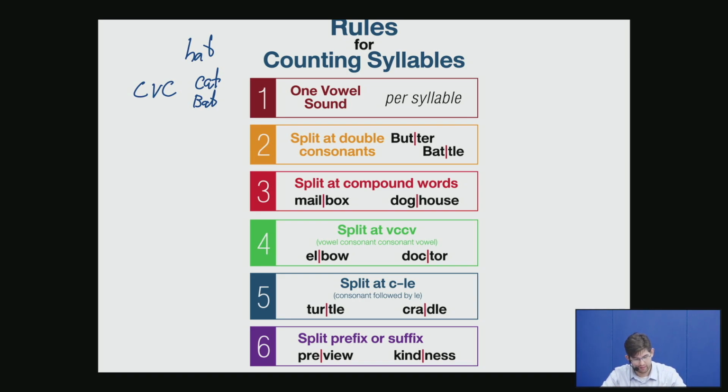Our next one is two-syllable words, and these sometimes can split at the double letters. So in our examples, we have butter and battle. Both of these split at the T, the double consonant.